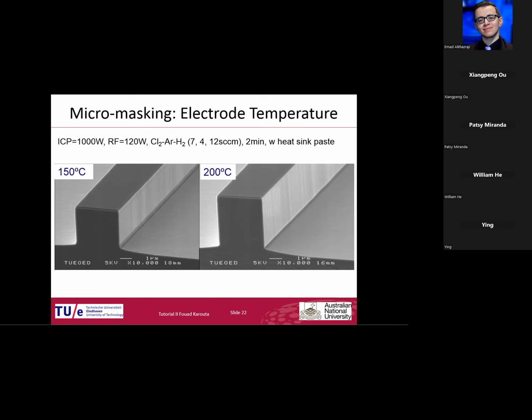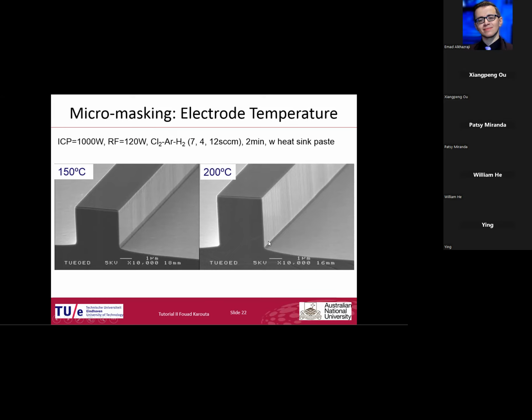Most ICP systems, depending on the manufacturer, I think the Oxford Plus ICP system can go to 300 degrees. But other competitors like Plasma Therm or Samco, the Japanese company, I don't think can go so high because the heating of the electrode is done in a different way.